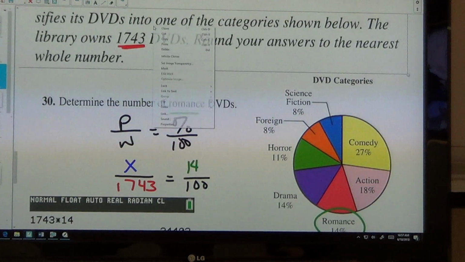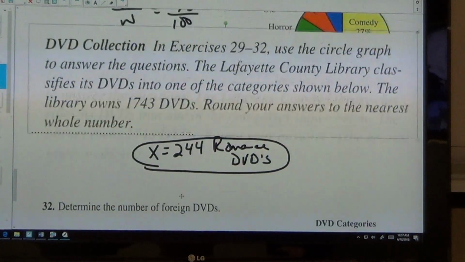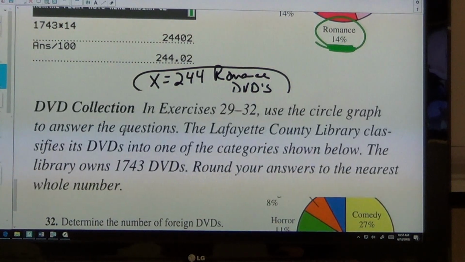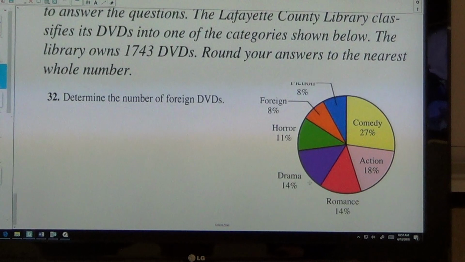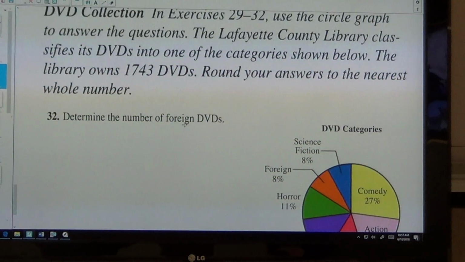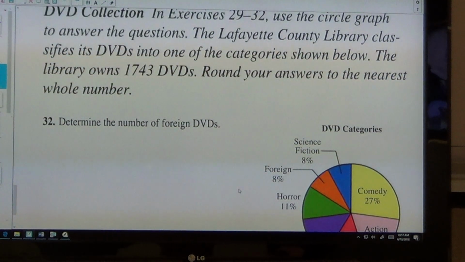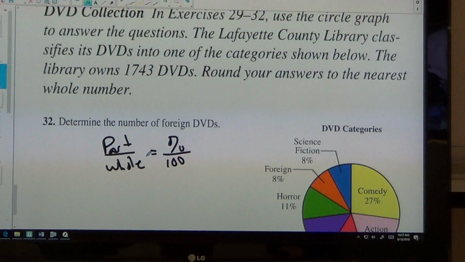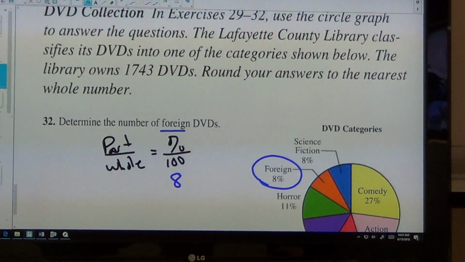Alright, we take these same directions and pull down so that I can have it with this next problem. And once you know how to set them up, they're not that bad, but you're doing the same thing over and over again. This time I want to know foreign DVDs. Let's say I'm studying a foreign language and I want to know how many foreigns. We're going to do part over whole equals percent over 100. And we're looking for foreign DVDs. 8%. So 8 is going to go in my percent.